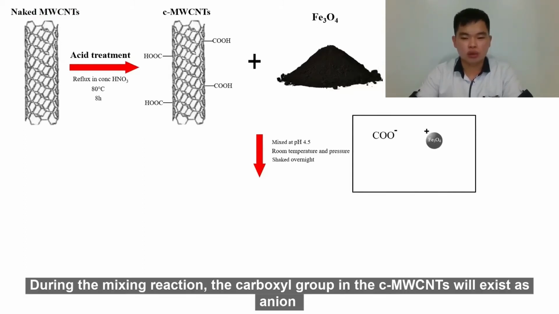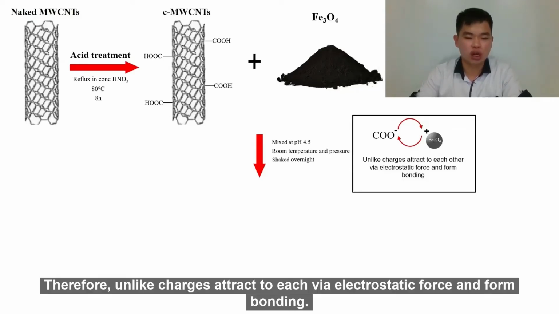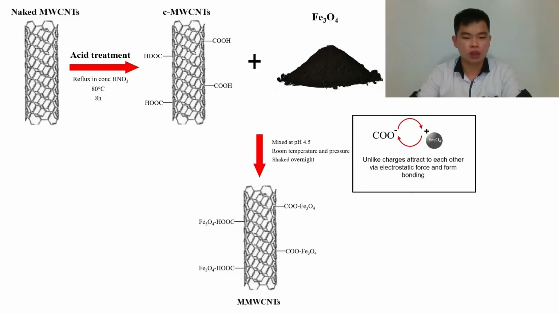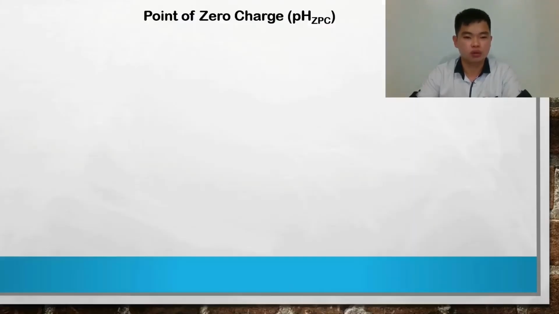During the mixing reaction, the carboxyl group in the multi-wall carbon nanotube will exist as an anion, while the iron oxide will exist as a cation. Therefore, unlike charges attract each other via electrostatic force and form bonding. Lastly, the magnetic multi-wall carbon nanotube will form at the end of the process.